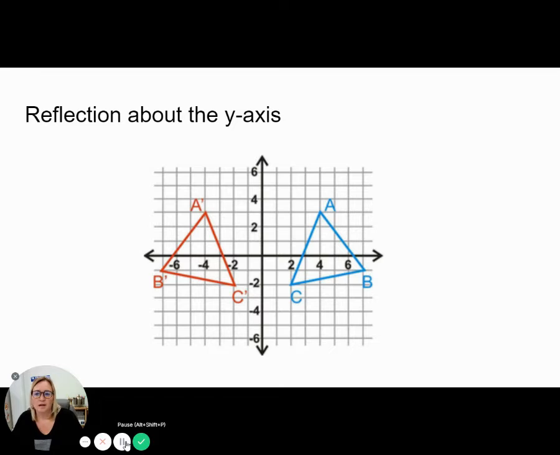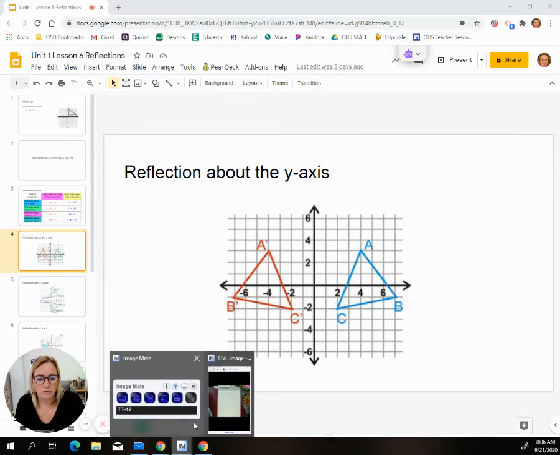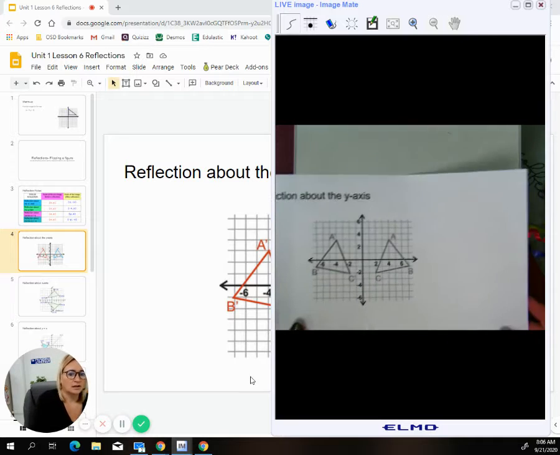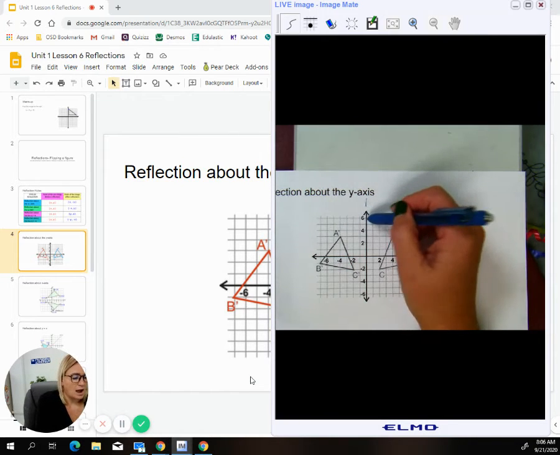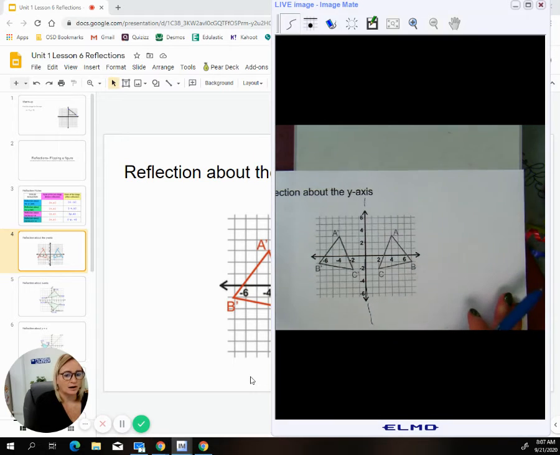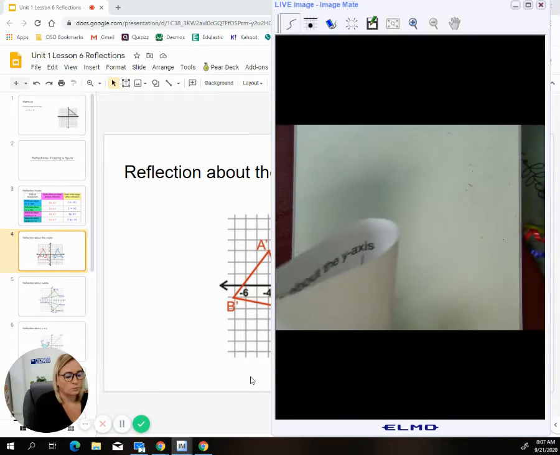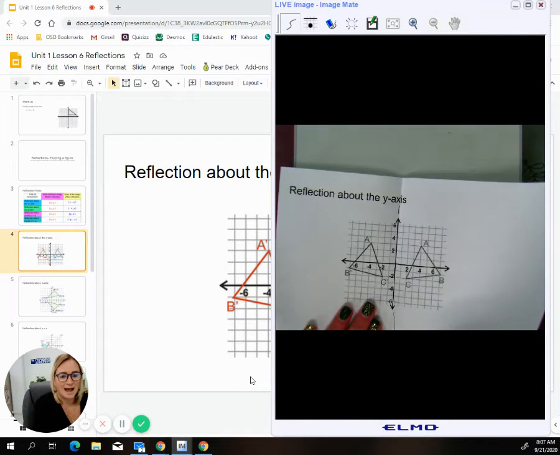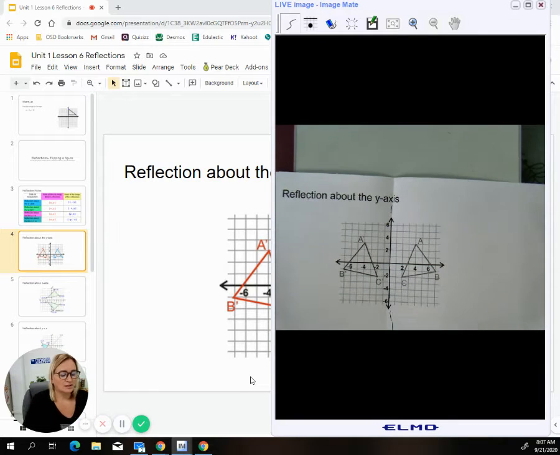Okay, so we are going to start by talking about a reflection about the y-axis, and I am going to pull up my other screen here so that you can see this. If we have this figure here, this right here is our y-axis. We are cutting it right there. So basically what we're saying is if we were to fold it in half along that y-axis, those two figures would line up exactly. A reflection about the y-axis means that we are reflecting and folding it this direction.